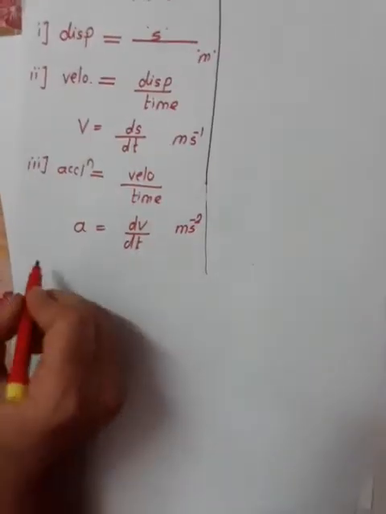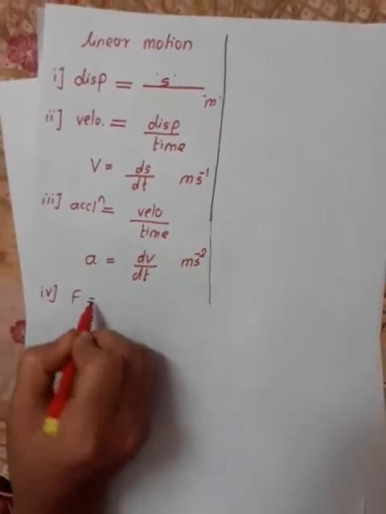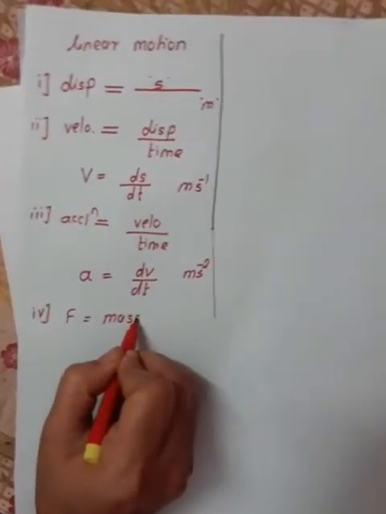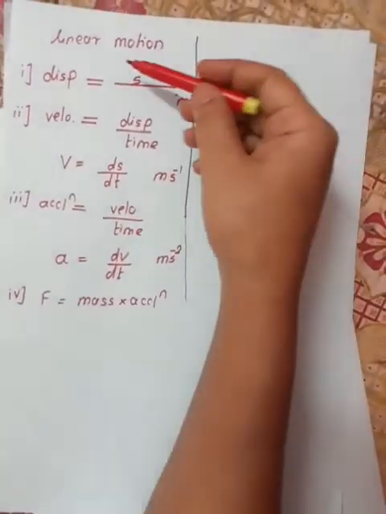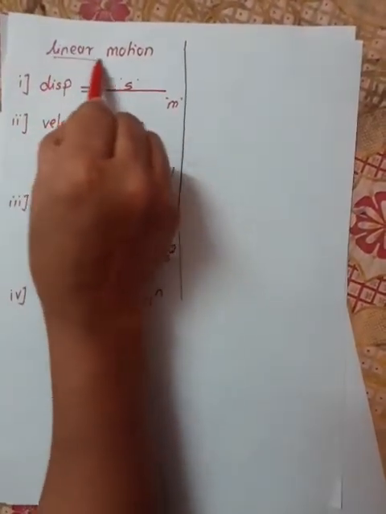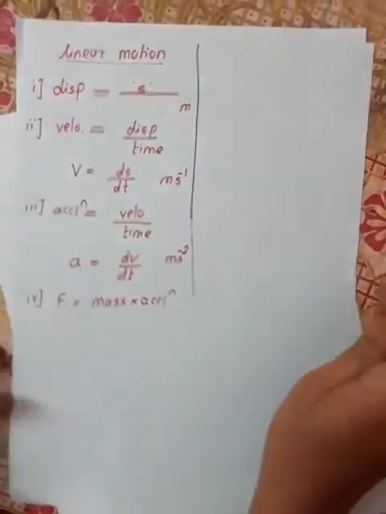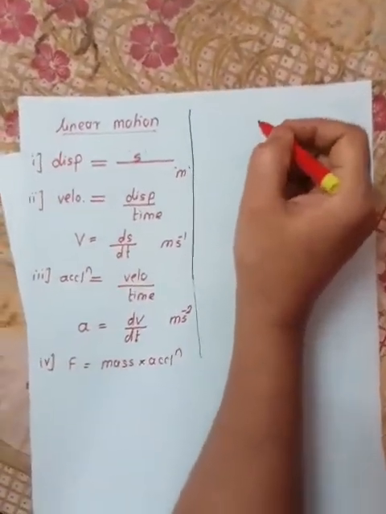And next term, last term, is force. F is equal to mass into acceleration. These four terms are basic terms regarding the basic motion, linear motion. And now the next motion is circular motion, or may be taken as UCM.